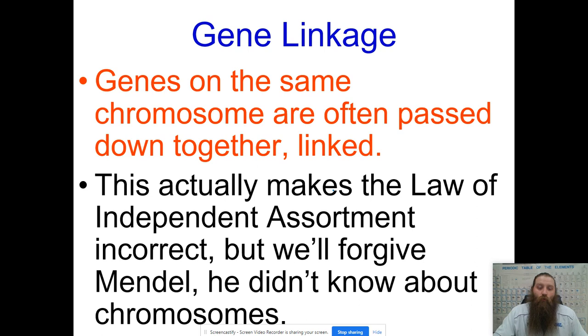Mendel didn't know anything about chromosomes, so we'll cut him some slack and say the law of independent assortment is true a lot of the time for simple traits that only have one or two alleles. But with a polygenic trait, gene linkage can lead to some traits being passed down together.